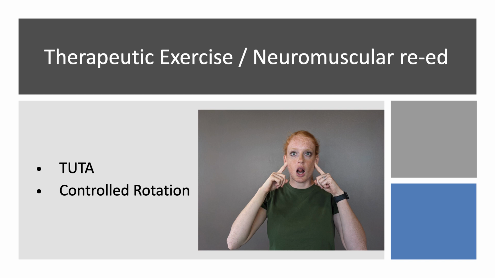And then we function mostly in that range, right? You don't open to the full range most of the time unless you're taking a large bite or you're yawning. So if you can retrain people in their movement, they can usually speak a lot better without it hurting.